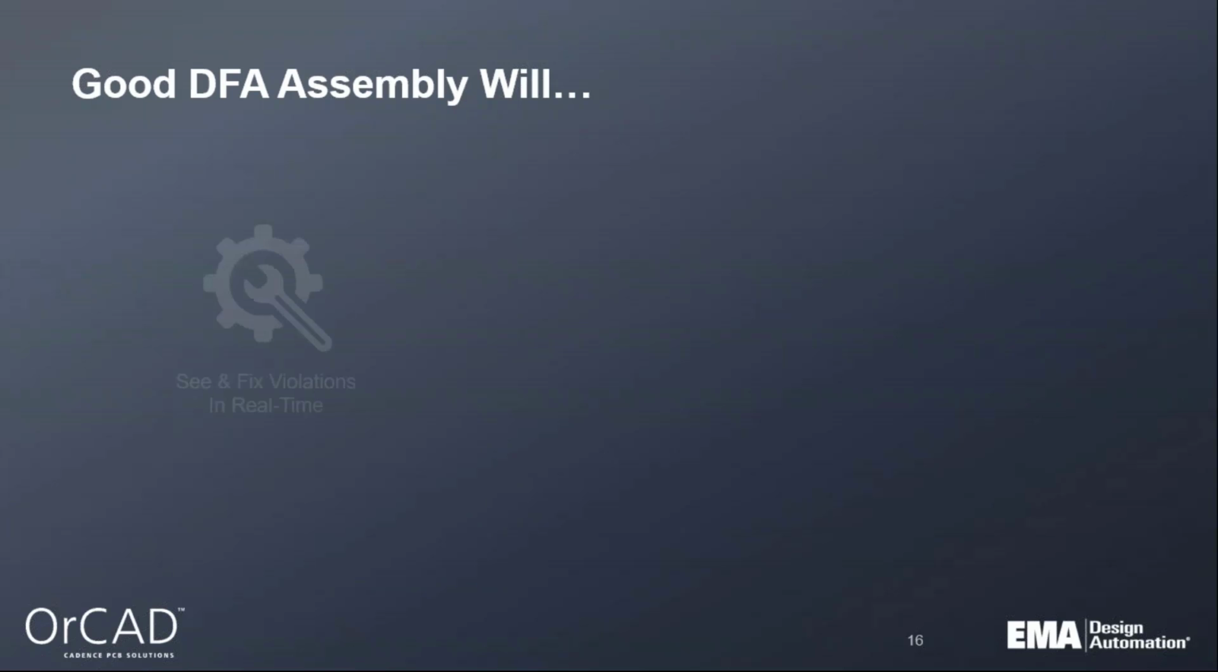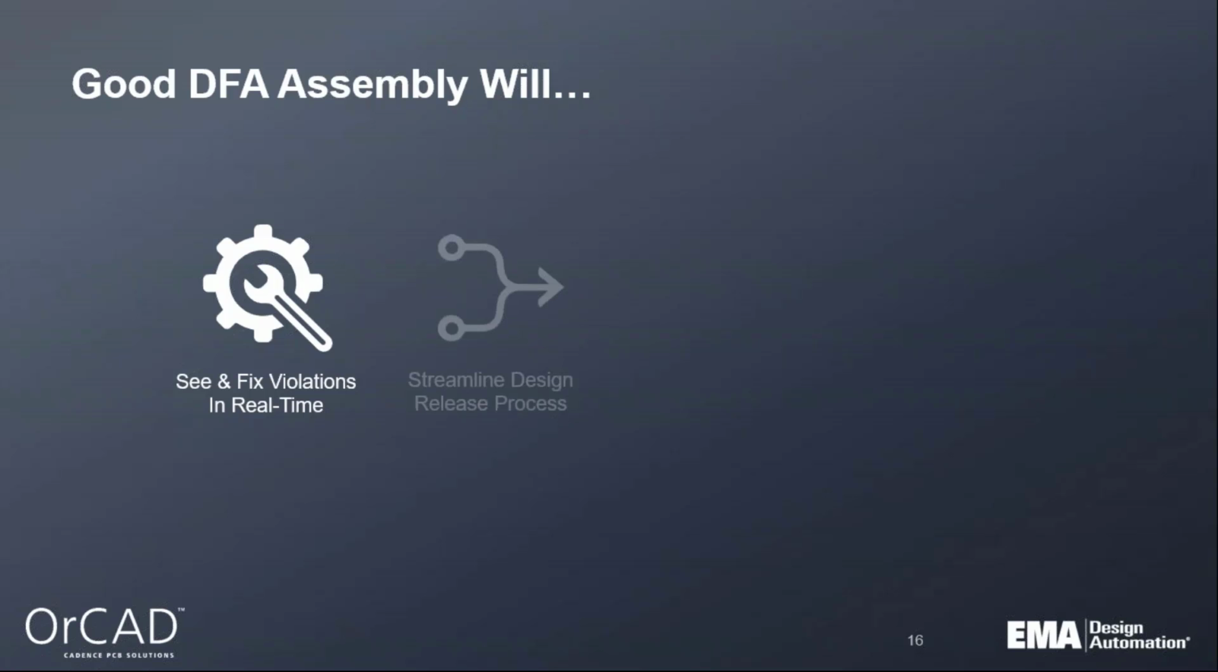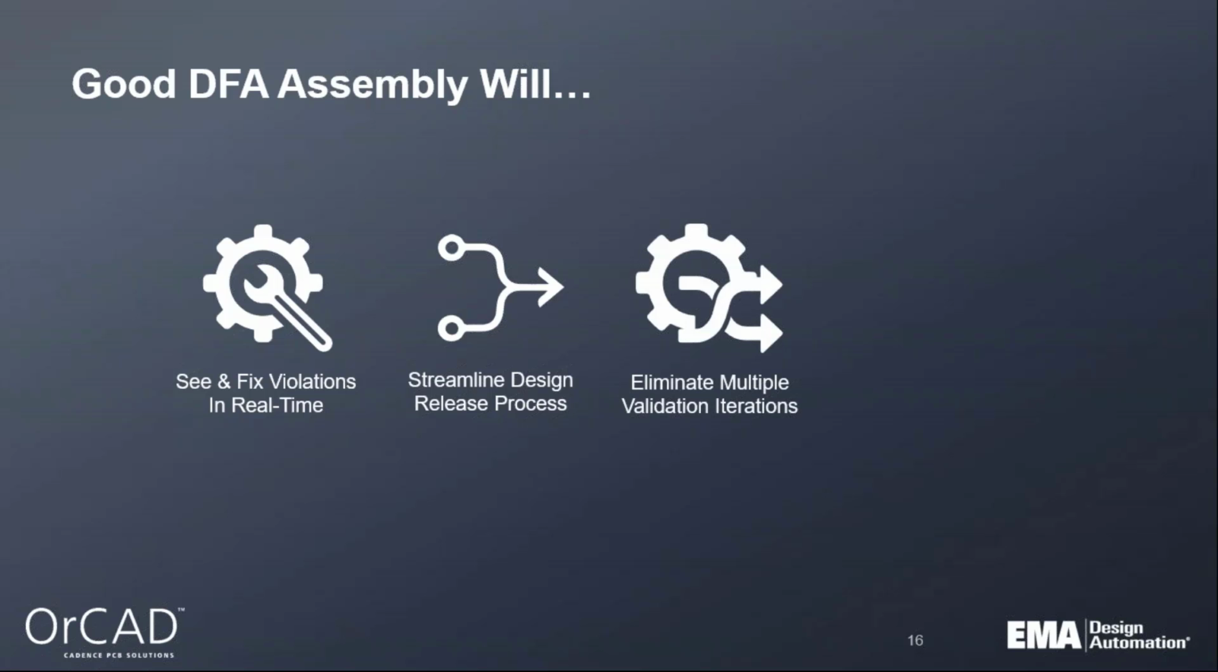Good DFA assembly will definitely let you see and fix the violations in time while you're designing your board. Sue's going to show you how we can do that with the Allegro tools. You're going to streamline your design to the release process, so that when the contract manufacturer gets it, he doesn't have to worry about all the different problems that you may have created for him. By running them through your own DFA, you're going to be able to correct those problems.